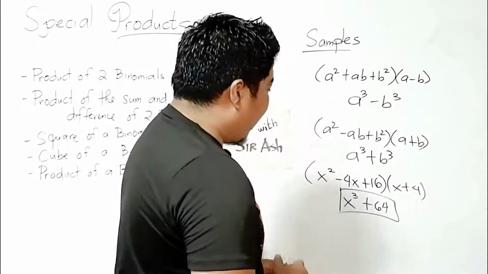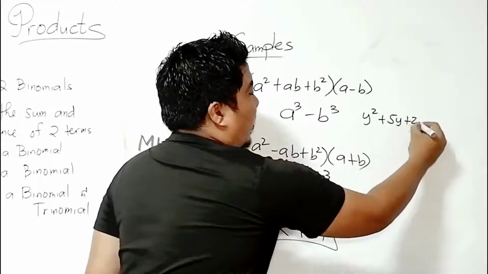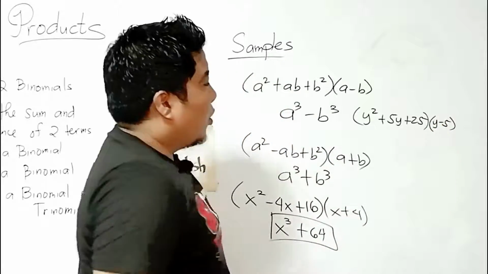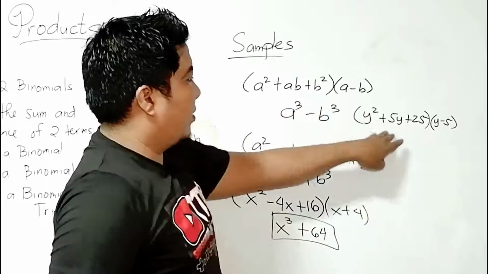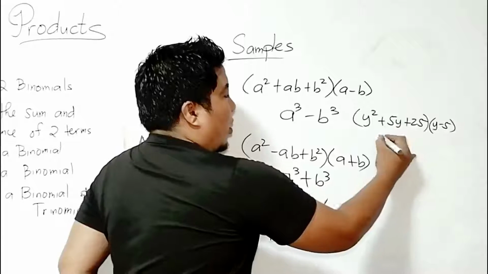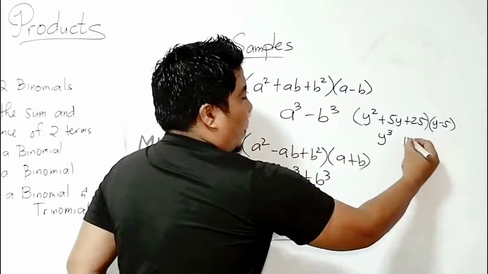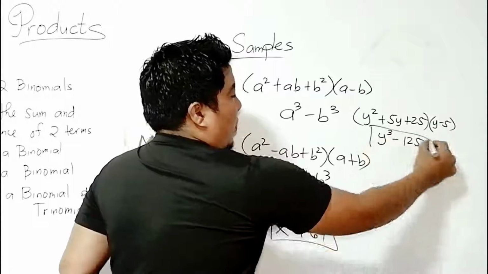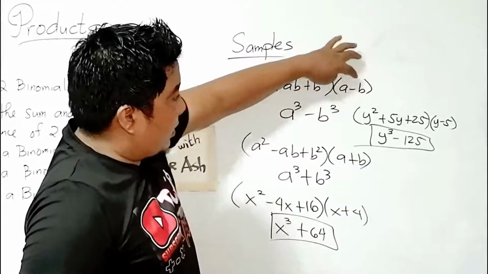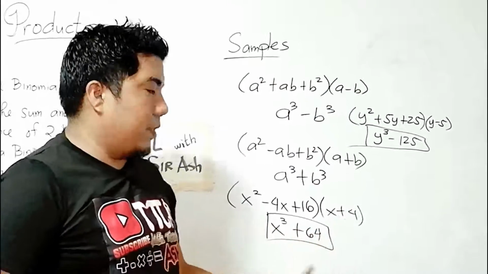Easy, right? Now, let's consider another example. What if we have y squared plus 5y plus 25 times y minus 5. So, as you can see, this is the same concept, okay? Now, if you encounter that one, you just get the cube of your y, and then the cube of your 5, and that is 125, and you just copy this one, okay? So, that will be your final answer. As you can see, the sign of the binomial was being copied. The sign of the binomial here was also being copied.